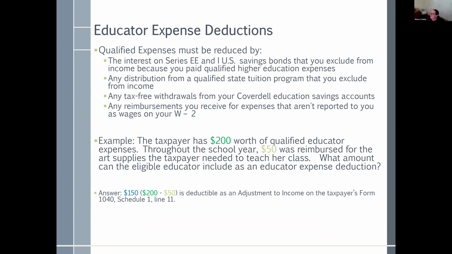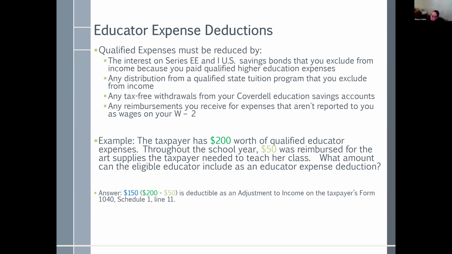All right, there are some reductions. So if you have qualified expenses, you have to reduce them by the interest that you get on savings bonds, any distributions from a state tuition program, any tax-free withdrawals from education accounts, or any reimbursements that you get for them. So if, for example, you get reimbursed by your school or by an employer for that, then you would have to subtract that. You can't basically double dip or say, oh yeah, I spent this money, I can subtract it on my taxes and somebody will give me that money as well. So that would definitely be kind of double dipping.